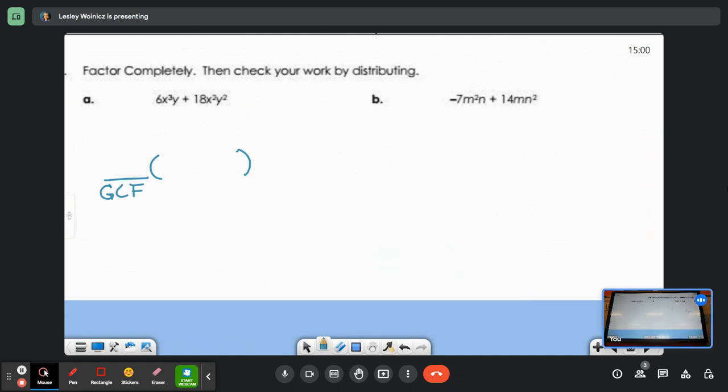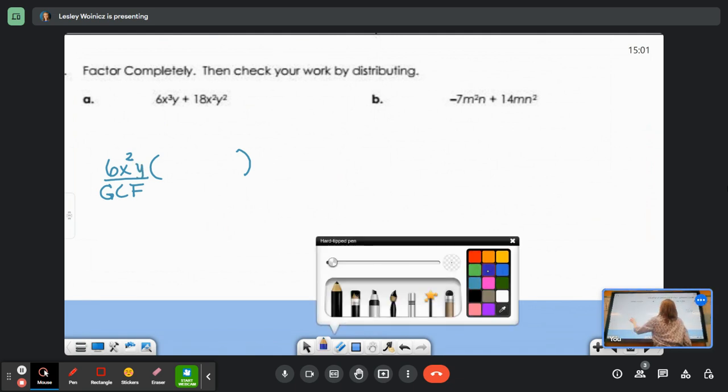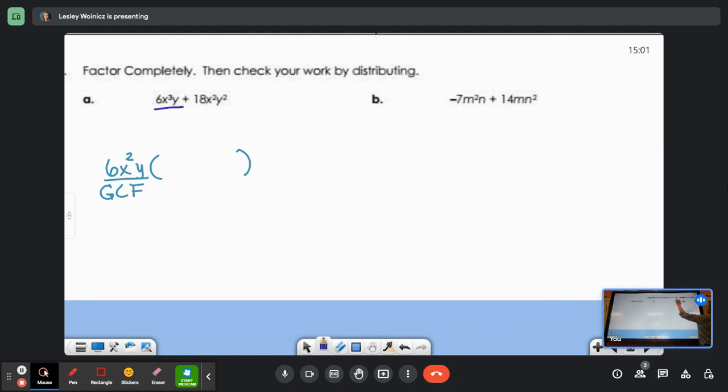Okay, so what is the biggest number that evenly divides both 6 and 18? 6. What power of x can come out? 2, because I can't take 3. What about power of y? 1. Good. Okay, now we have to find the leftovers. So I'm going to divide both terms of my expression by 6x squared y.